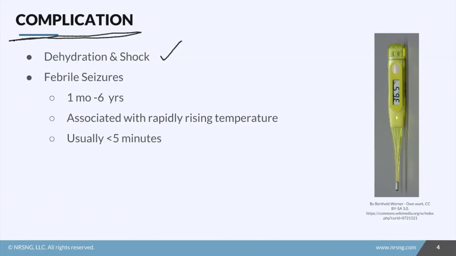The next complication I really want you to be aware of is called a febrile seizure. These usually happen for kids ages 1 month to 6 years of age. When the temperature is going up really quickly, it can trigger a seizure in certain patients. The important thing to know about these seizures is that they usually only last 5 minutes, and even though they are completely terrifying for parents, they actually don't cause any long-term problems for kids. That's really important to know and to educate parents on because it can be really scary.